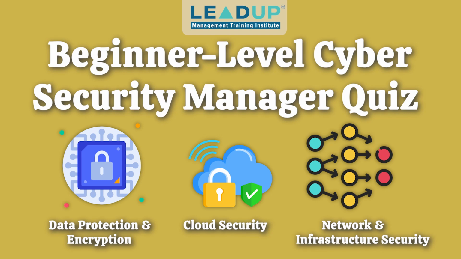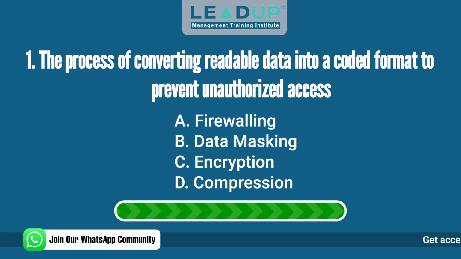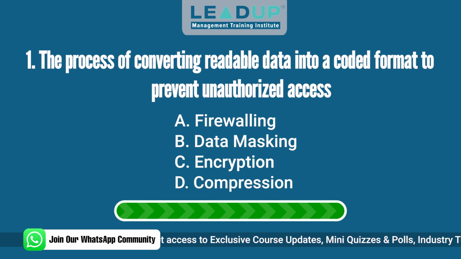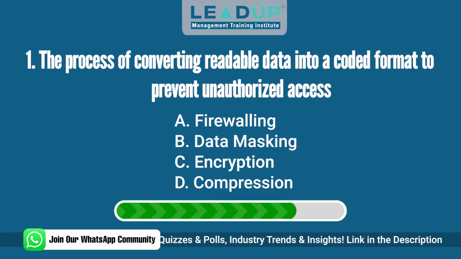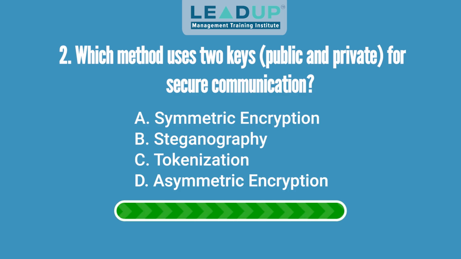Here is a beginner-level cybersecurity manager quiz that covers data protection and encryption, cloud security, and network and infrastructure security. Let's go. Question 1. The process of converting readable data into a coded format to prevent unauthorized access. A. Firewalling, B. Data masking, C. Encryption, and D. Compression. The answer is encryption.